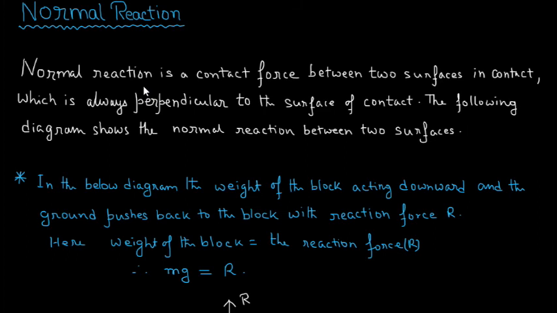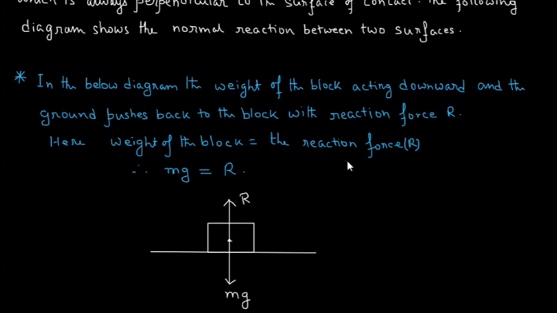Normal reaction. Normal reaction is a contact force between two surfaces in contact, which is always perpendicular to the surface of contact. The following diagram shows the normal reaction between the two surfaces. In the below diagram, the weight of a block is acting downward and the ground pushes back on the block with reaction force R. Here, the weight of the block is equal to reaction force R, that is mg is equal to R.